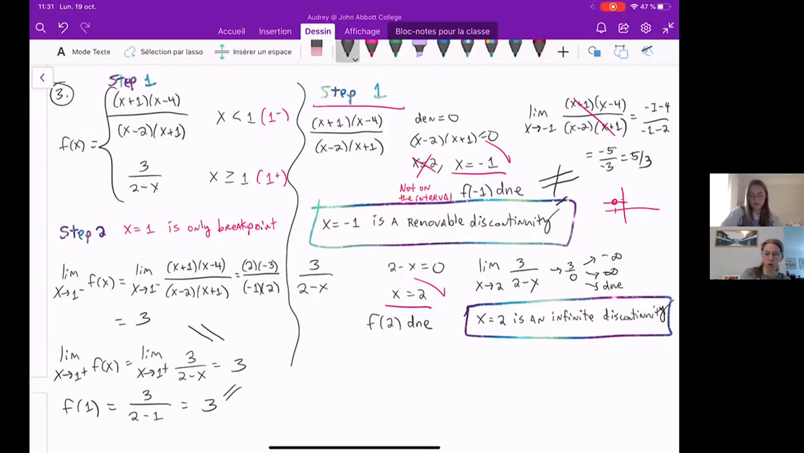But now, do I have a discontinuity? No. So here we can say f of x is continuous at x is equal to 1. And we are now done with this continuity problem.